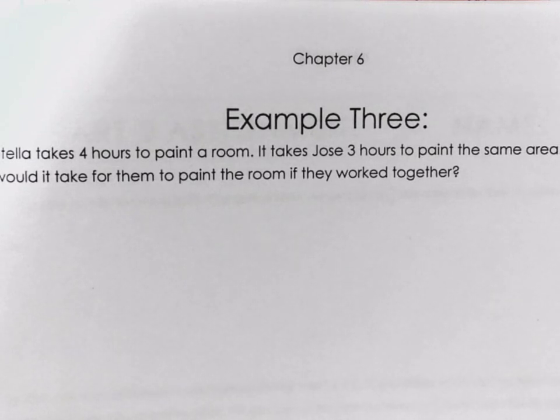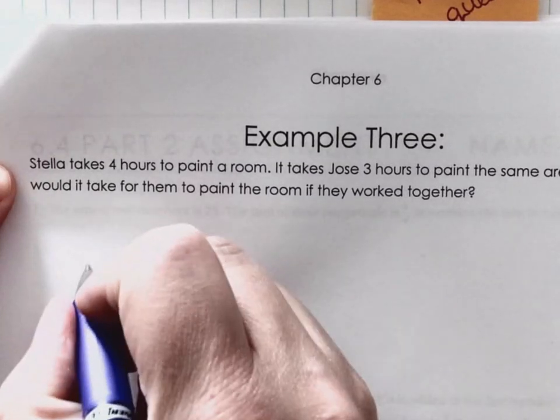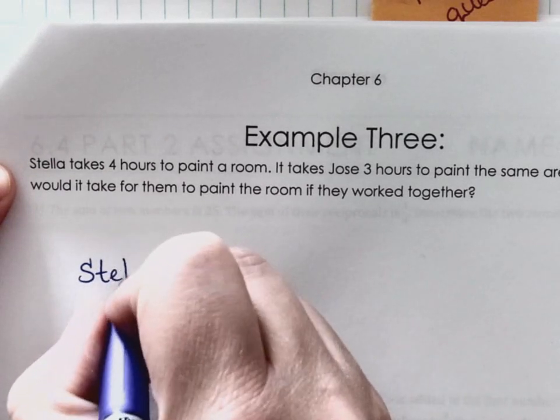Stella takes 4 hours to paint a room. Jose takes 3 hours to paint the same size room. How long would it take for them to paint the room if they worked together? 7 hours. Is it not 7? No, it is not 7.